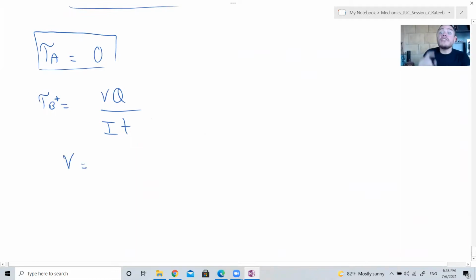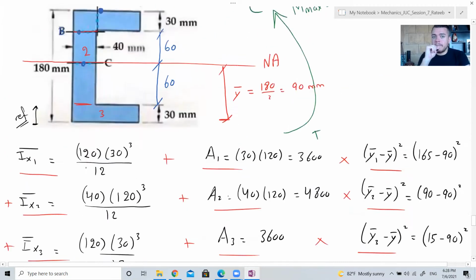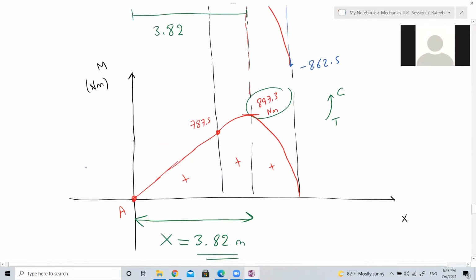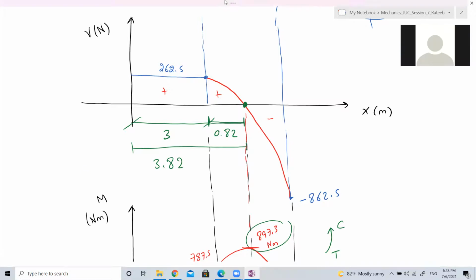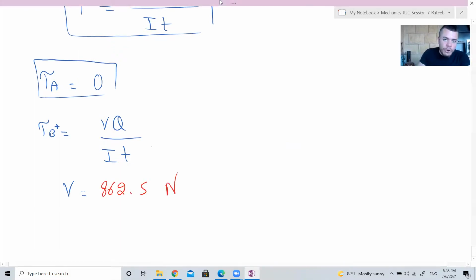Okay, what is the value of the shear force? Where do I get the shear force from? From the shear force diagram we drew first. What is the maximum shear force? 862.5. So the shear force is 862.5 N.